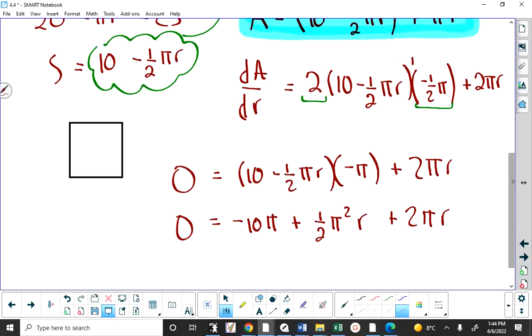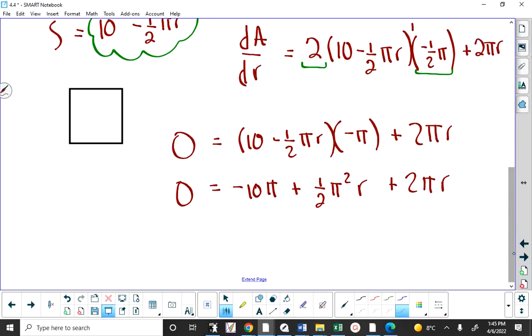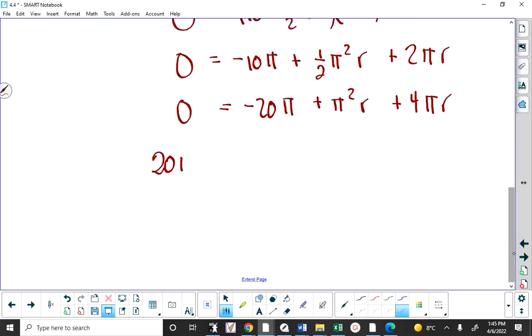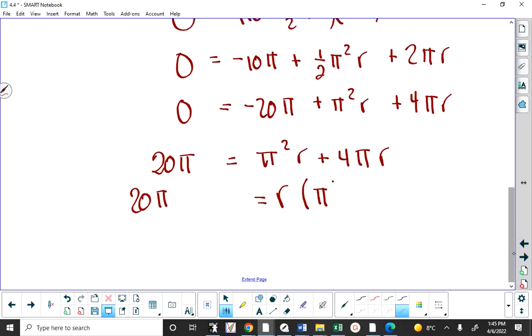I don't like fractions, and because I've given us permission to write equals zero, I've given us permission to multiply both sides of this equation by 2 to get rid of the fraction, which you couldn't do if we still had dy/dx there. So I get 0 equals negative 20 pi plus pi squared r plus 4 pi r. Now I'm going to start rearranging for r by moving the 20 pi to the other side. Keep going to you, Arden, to double check my work. I think it's okay. I factor out the r to be left with pi squared plus 4 pi.